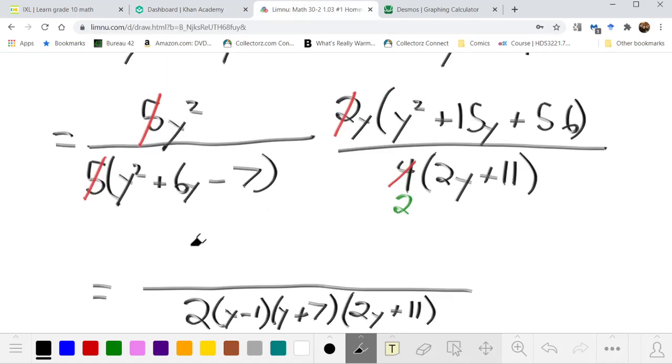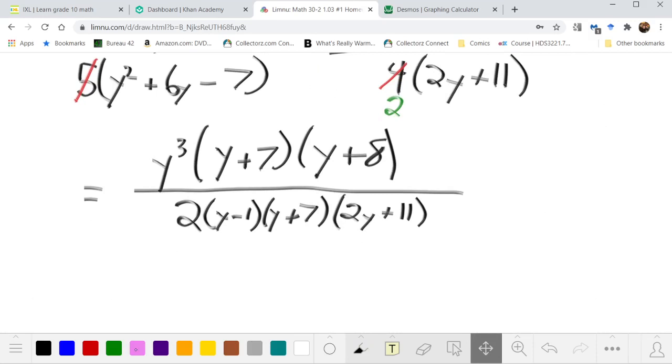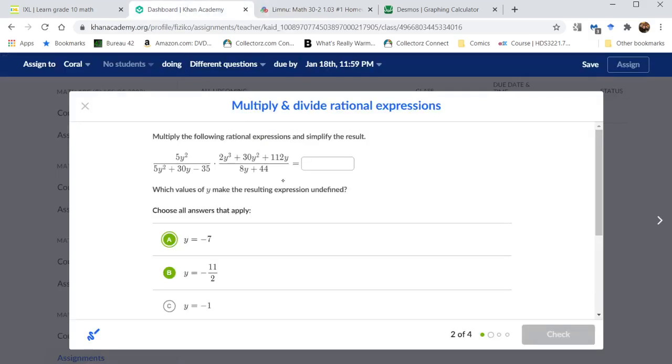In our numerator, we have a y squared and a y for a y cubed. And this y squared plus 15y plus 56 factors to y plus 7 times y plus 8. Which means our y plus 7 is a removable discontinuity. It's still a discontinuity, but it can be removed, which means it's not going to produce a vertical asymptote. So it will make the expression undefined, but it will not produce a vertical asymptote.